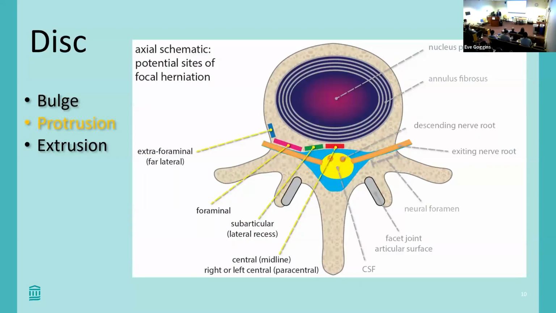So protrusion. Protrusions and extrusions get a little bit more complicated because there's a few different areas where they can occur. And this red area here would be central, or if it's just off central, it could be paracentral. This green area, subarticular. This kind of pinkish area, it's in the foramen, and this blue area, extraforaminal. So you should say where it is.